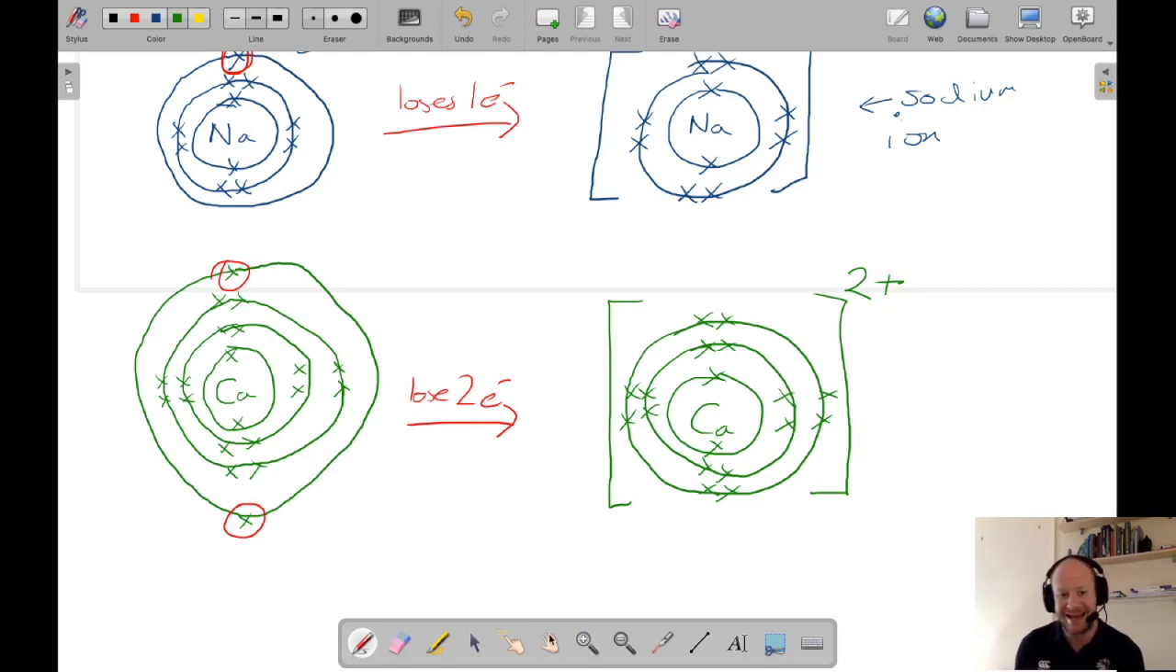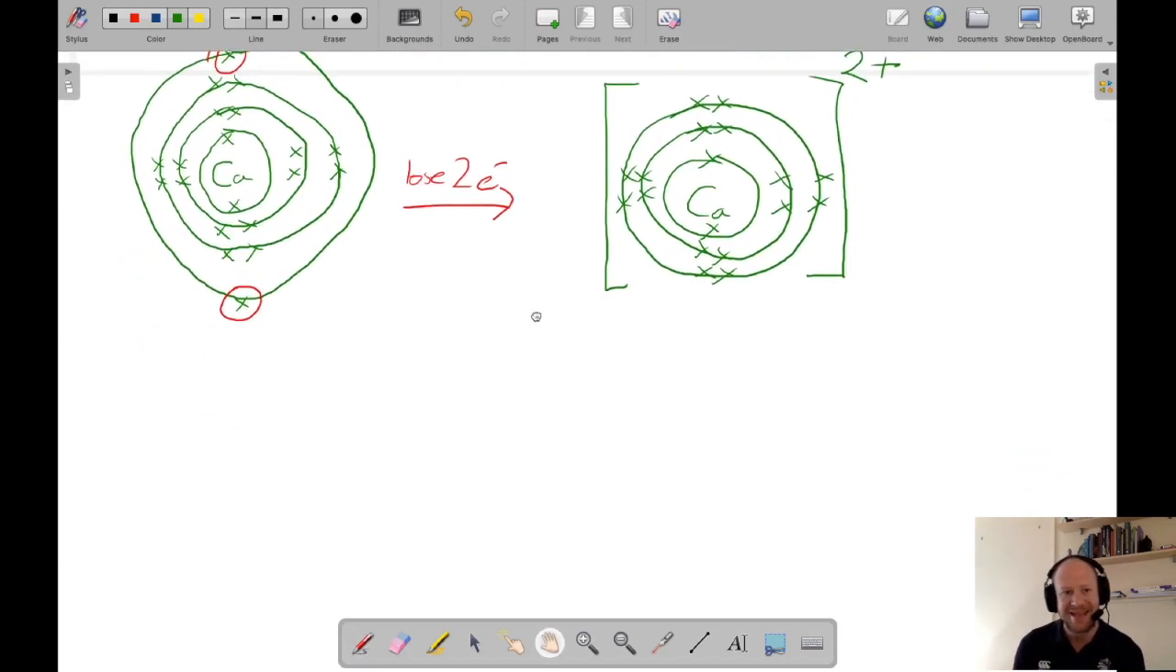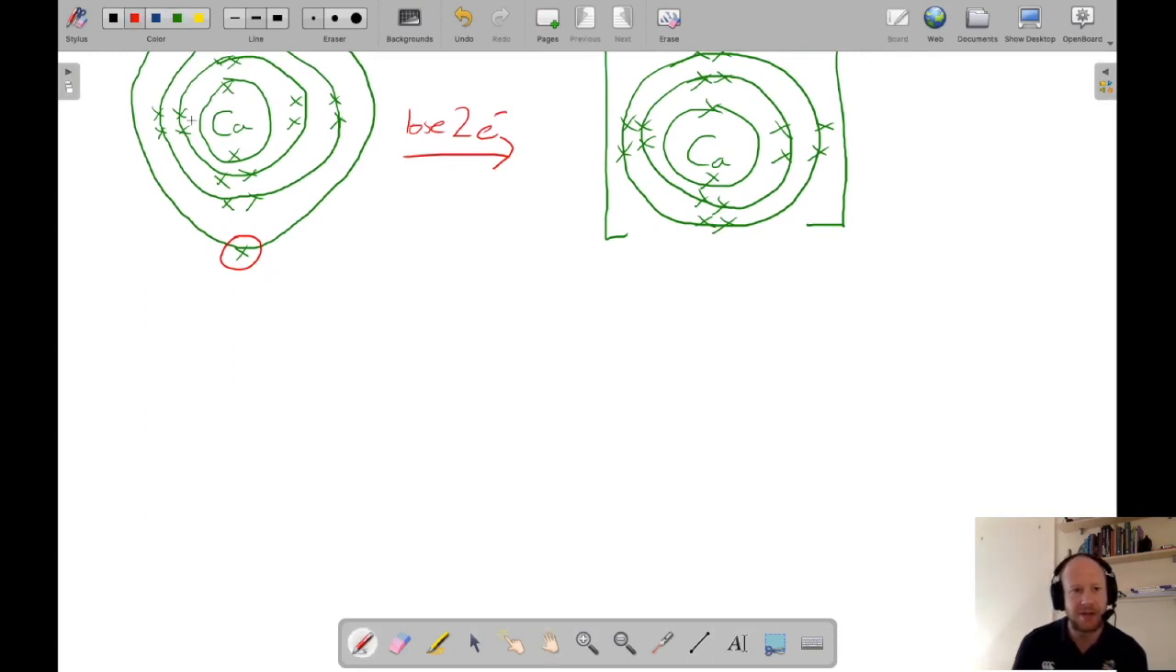Right, let's have a look at negative ions now. Negative ions are things like oxygen or chlorine. Now, let's do chlorine because chlorine is quite easy to do. It's a very common one as well. I'm going to use dots for these negative ions, but you can use dots or crosses. It doesn't really matter.